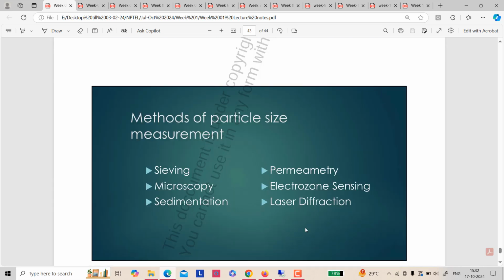So these are the methods for particle size measurement. How we measure the particle size: by sieving, by sedimentation, by microscopy, permeametry, electrozone sensing, and laser diffraction. With the help of these methods, we can measure the particle size.